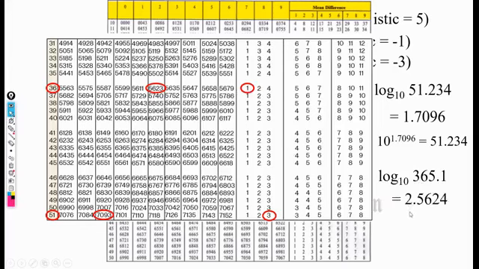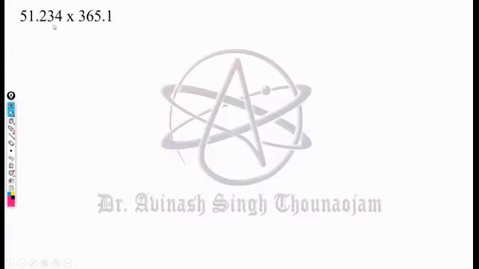2.5624. Again, what's the meaning? It means 10 raised to 2.5624 is equal to 365.1. Now I wanted to multiply these two numbers. Okay, see log table, this equal to 10 raised to this. Log table, 10 raised to this.